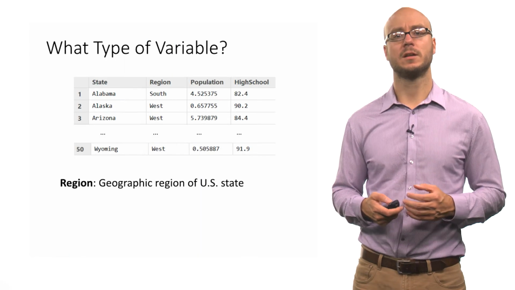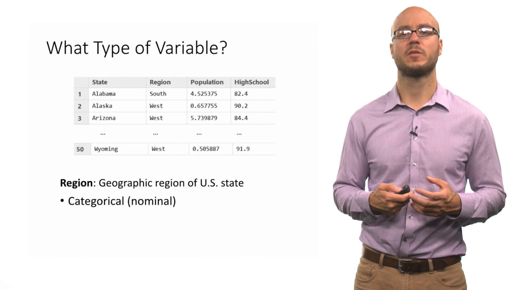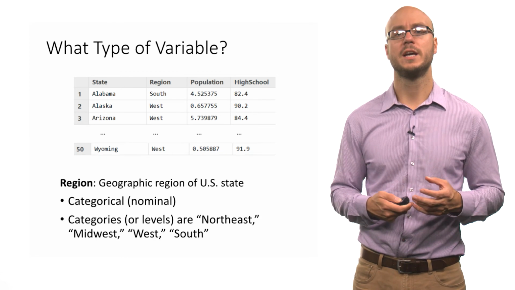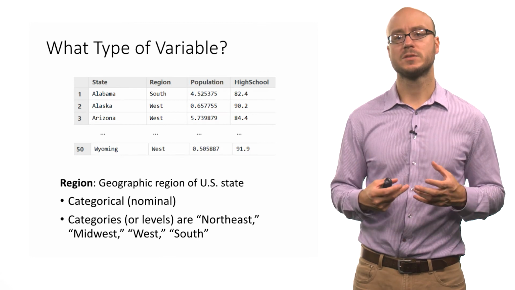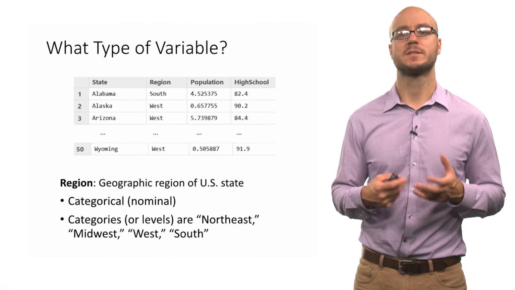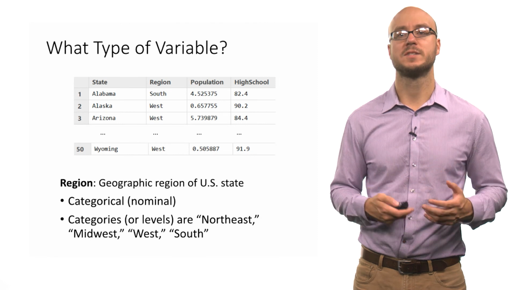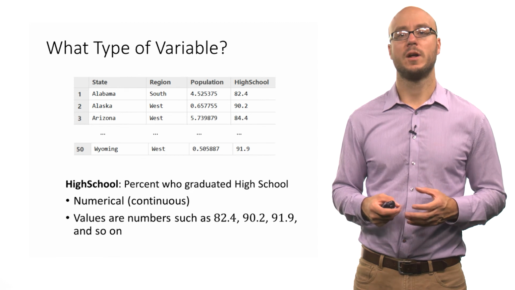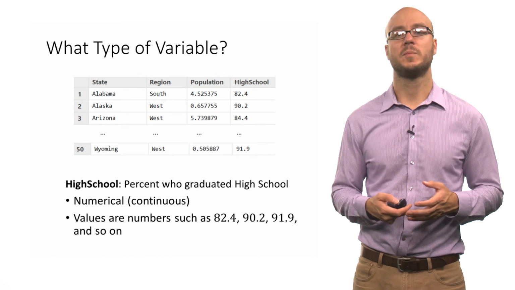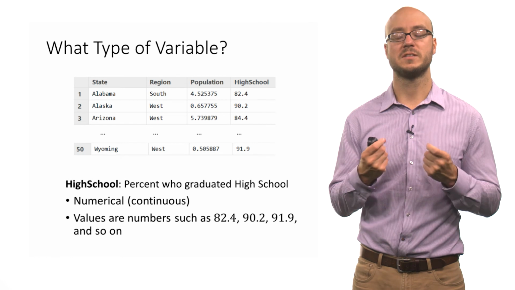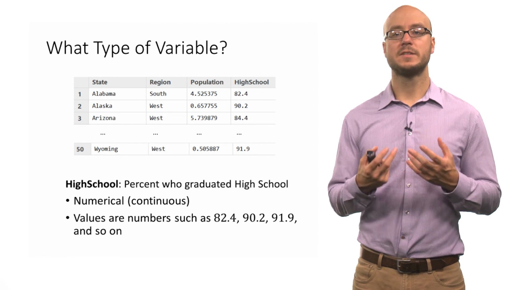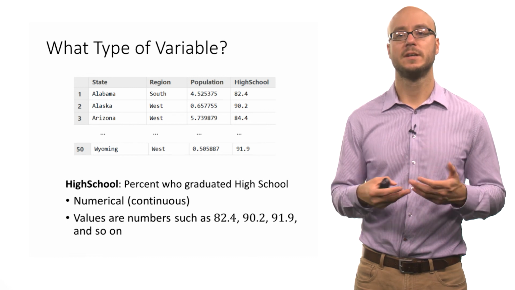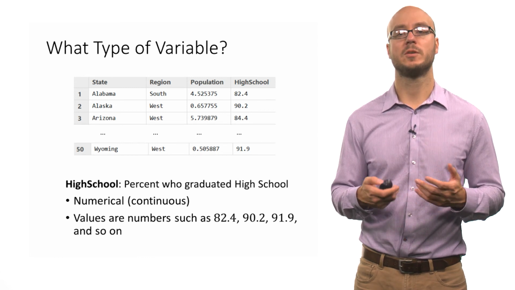If we go to the next column, we have this variable for region, the geographic region of the US state. This is also categorical, and it's nominal because there's no inherent ordering to the levels. The levels, or the categories here, are Northeast, Midwest, West, and South. So we have 4 levels for this single categorical variable. For the variable high school in the 4th column, this gives the percent who graduated from high school. This is a numerical variable because we have these values of numbers, and it's continuous because it can take on decimal places. So the values are different numbers such as 90.2 and so on and so forth.